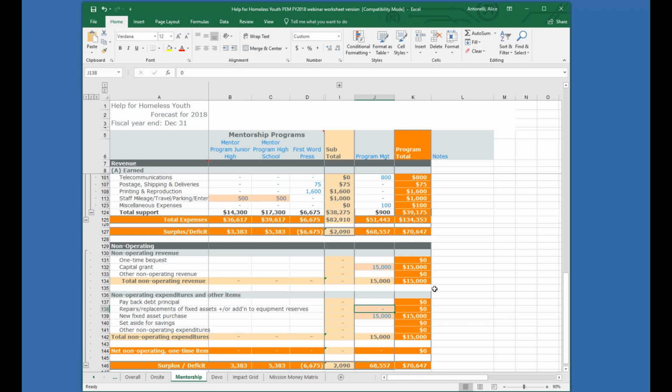And then we've got $15,000 for a purchase of a van. And then in addition, Jordan was interested in setting aside $1,000 for either repairs to the van or to set aside in a repair and replacement reserve. And so we're going to put that $1,000 right here.